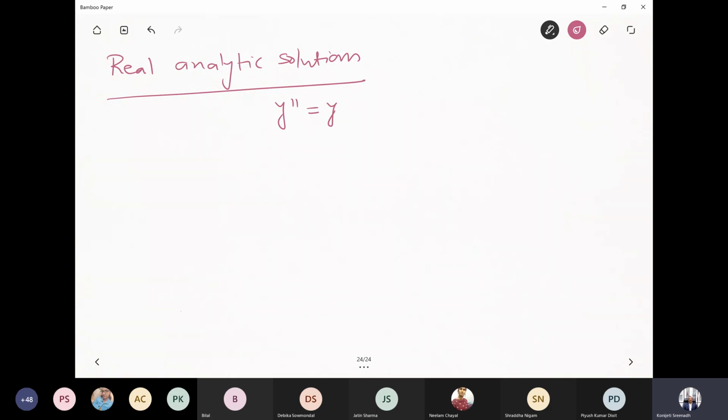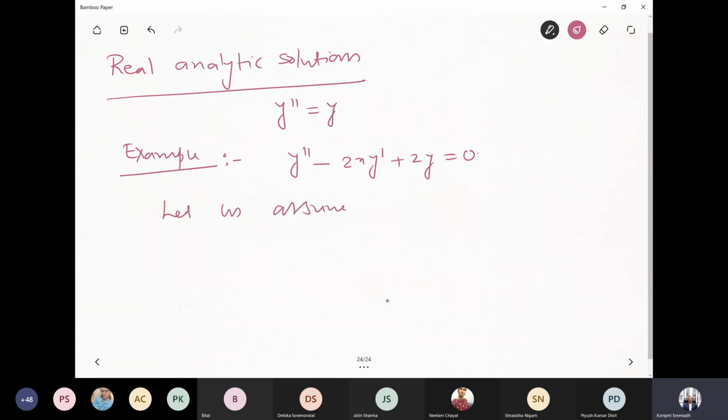So let me take an example which is slightly non-trivial. So take an example where y double prime minus 2x y prime plus 2y equals 0. So this is a second order linear differential equation with variable coefficients. Okay. So let us assume y(x) is a solution in this form, with some positive radius of convergence.